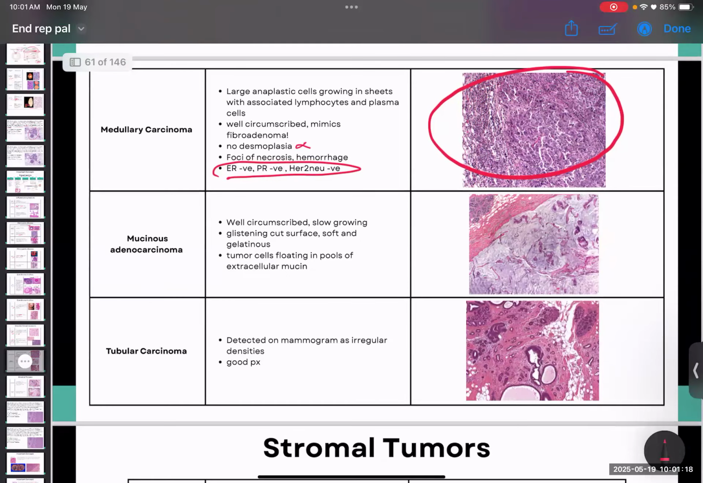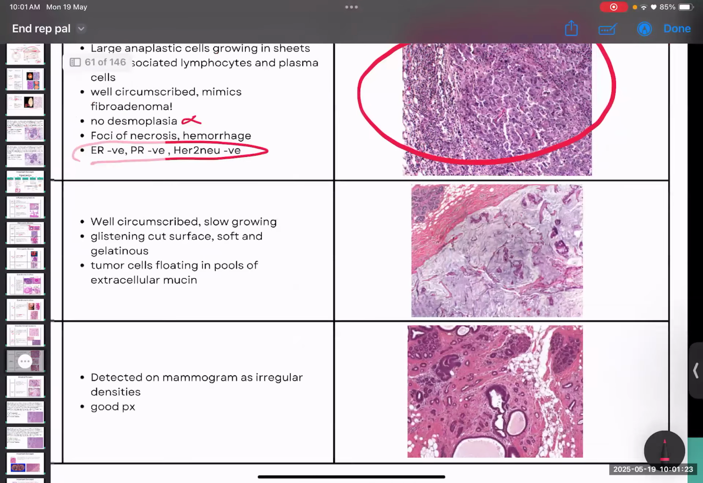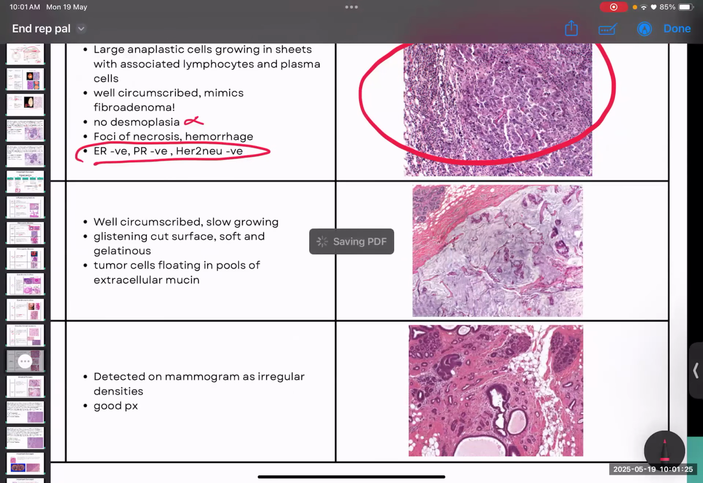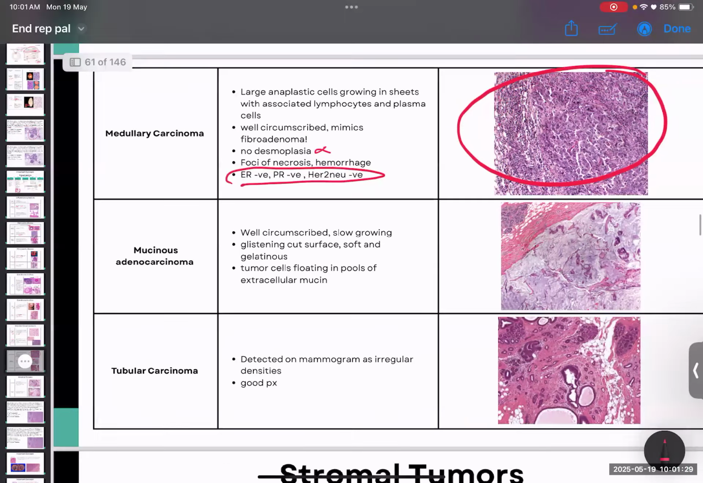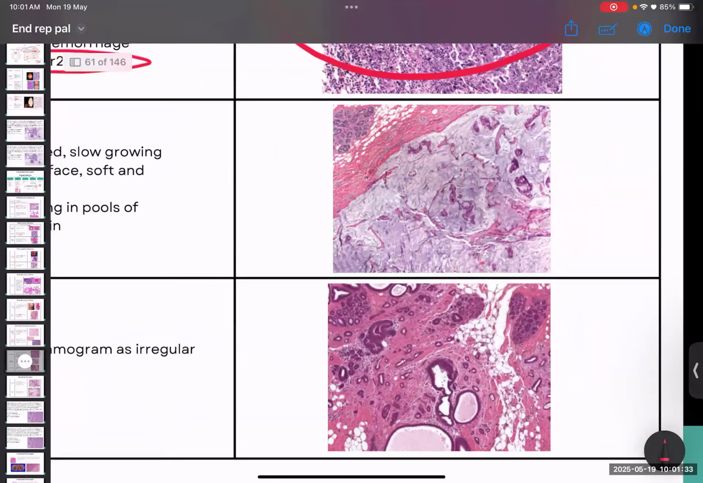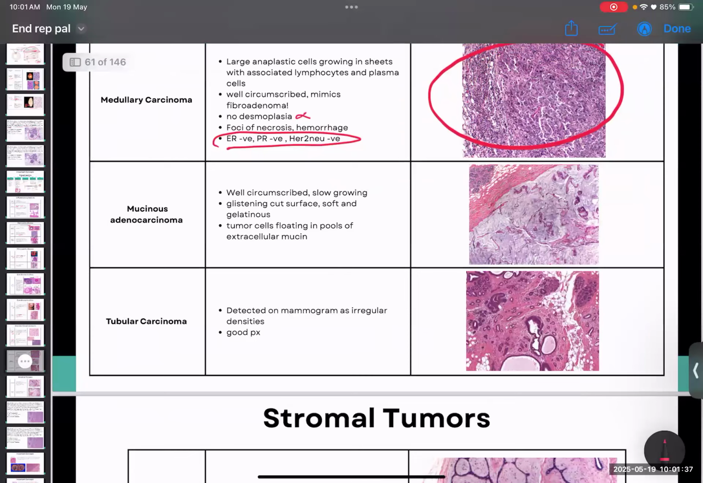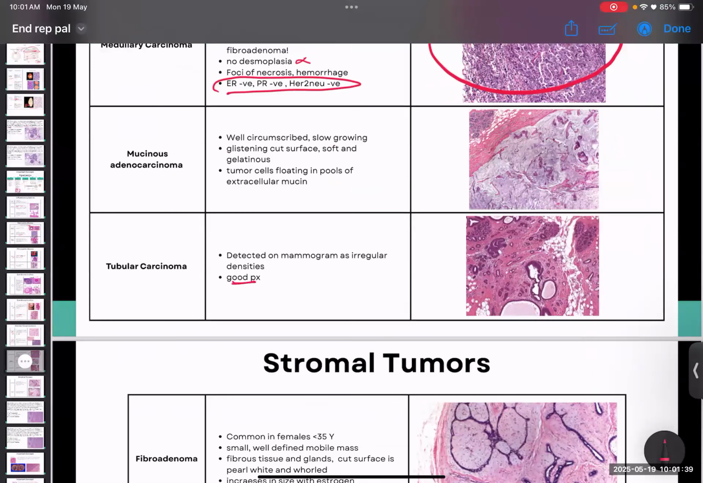Mucinous adenocarcinoma, very easy to recognize because it's like tumor cells floating underneath mucin or within mucin. So it's very easy to recognize. Tubular adenomas, honestly, I don't know. It's not gonna lie, it's really low yield. Just memorize the picture and you're gonna be good to go for tubular carcinoma. Remember that it has a good prognosis.